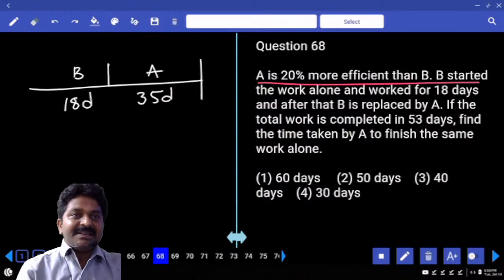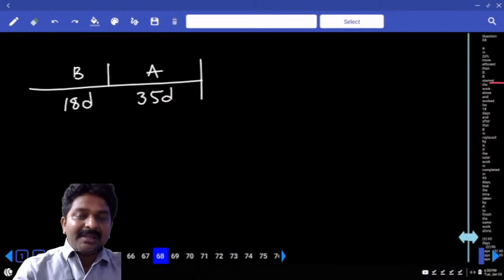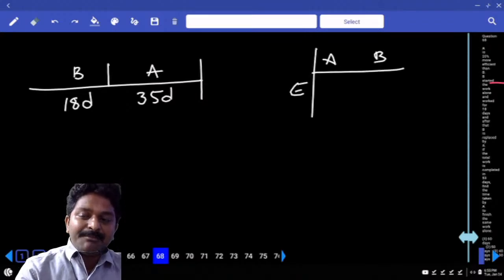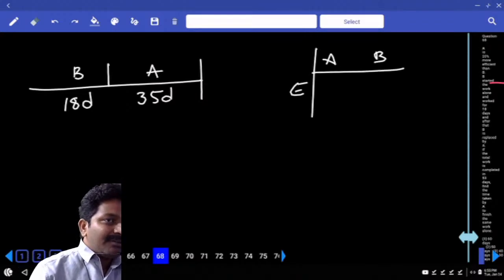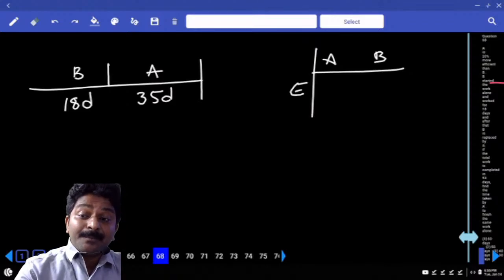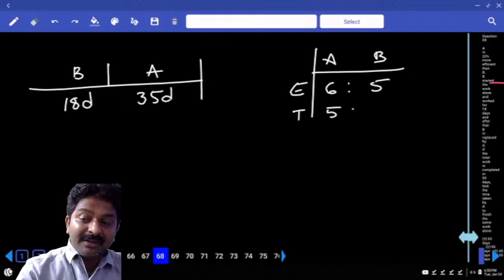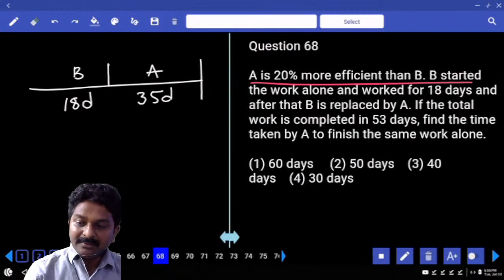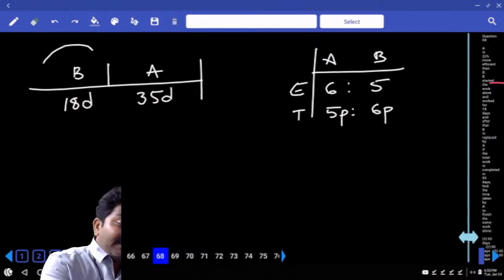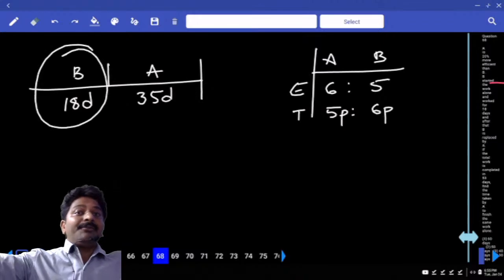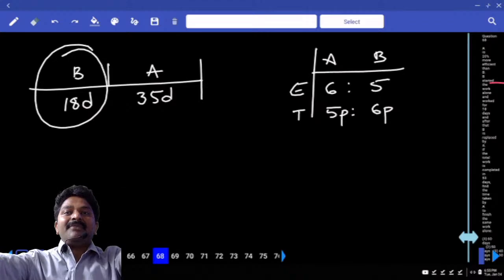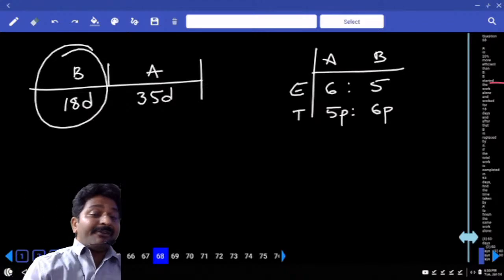The first information says A's efficiency is 20% more than B. That means if the efficiency of B is 100%, then A becomes 120. They are in the ratio 6:5. Then the time ratio must be 5:6. So A takes 5 parts, B takes 6 parts. Correct? Right. Now, out of the total work, first there is some work which is done by B. A worked for how many days?